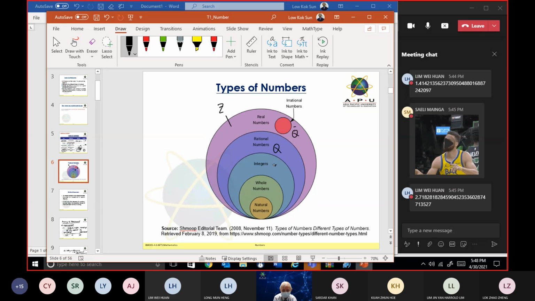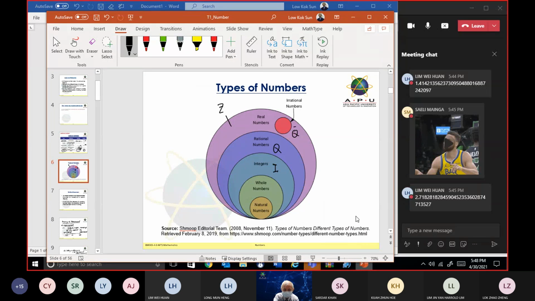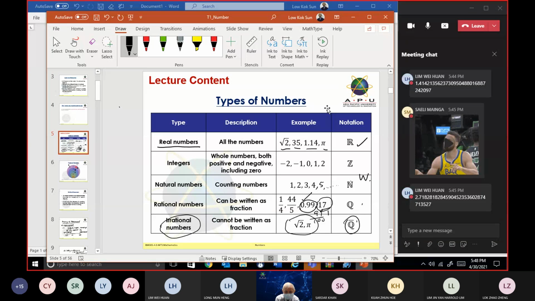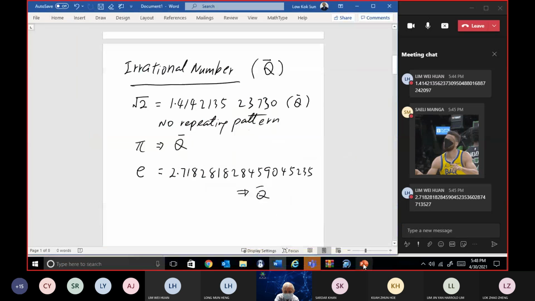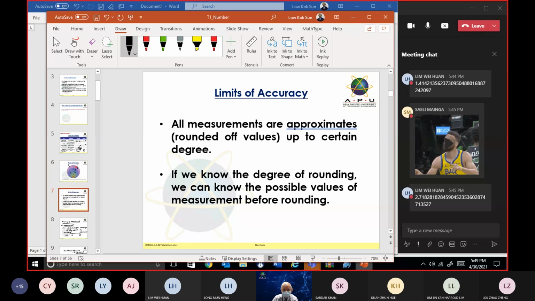So we want to standardize so everyone uses the same. Integer is Z. We use Z to represent integer. And inside you got whole number. Inside whole number, you got natural number. So all are put into their places. Now next, we have to go to limits of accuracy.